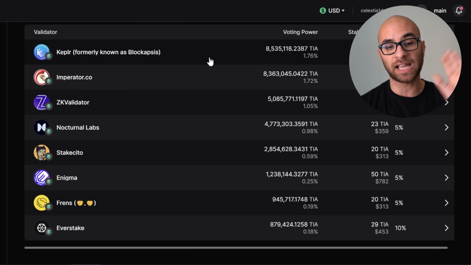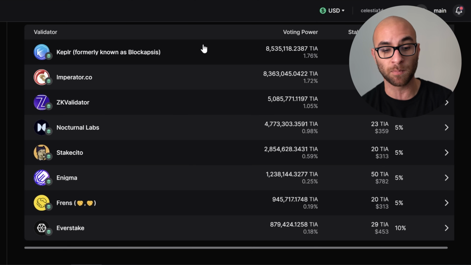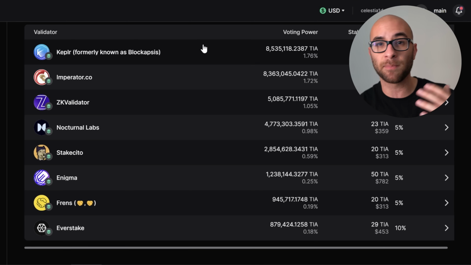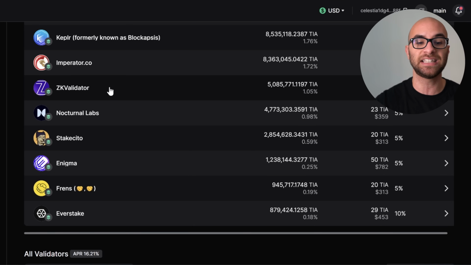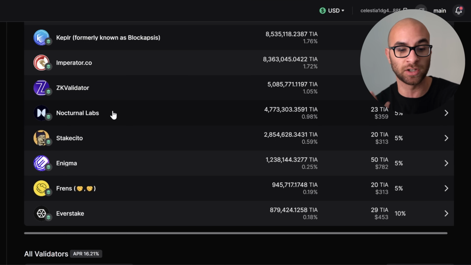Now, the validators that I personally selected are Kepler, Imperator, ZK Validator, Nocturnal Labs, Stakecedo, Enigma, Friends, and Everstake. Now, some of these have an expected airdrop. Some of them is just very speculative, but the big part, guys, is just picking one of these and putting at least $150 in my opinion. The reason I really like Kepler is because they already have the wallet that we're all using, and if they end up dropping some sort of token, we can get an airdrop there.